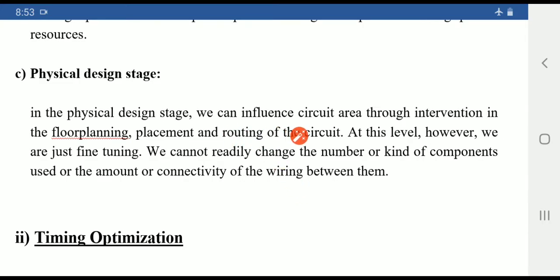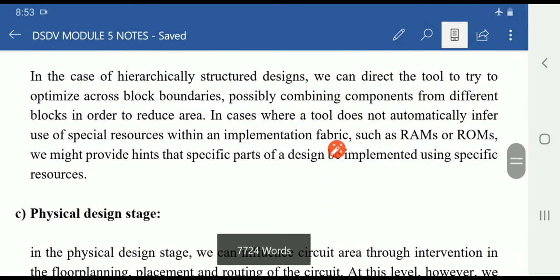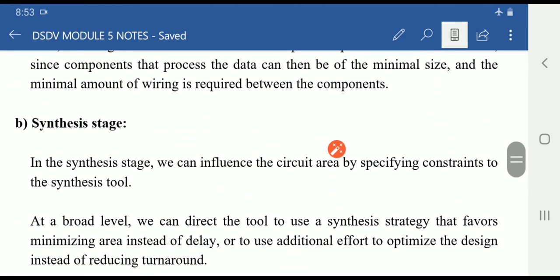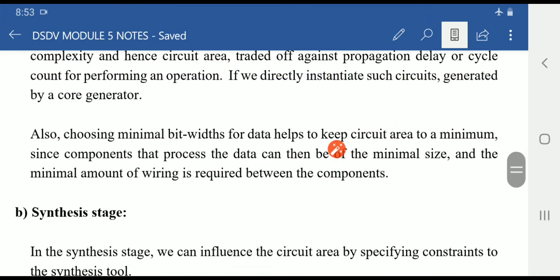Here we can influence the circuit area through intervention in the floor planning, placement and routing of the circuit also. Floor planning, placement and routing will be done for the requirement and the constraint of the design. Based on that, if I have done these 3 main points, then we can also reduce the area. So these are the 3 stages where we can reduce the area of the product, instead of controlling it while it is manufactured as a final end product.